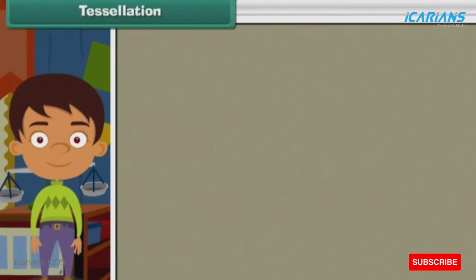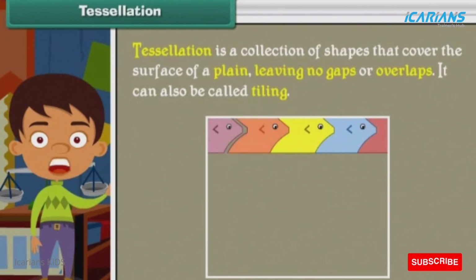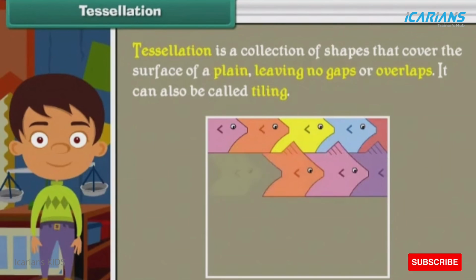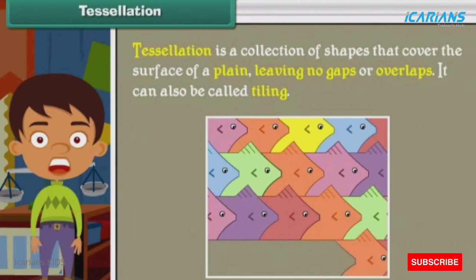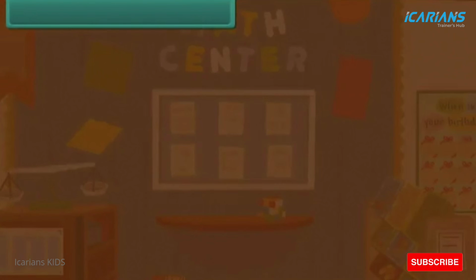Tessellation. Tessellation is a collection of shapes that cover the surface of a plane, leaving no gaps or overlaps. It can also be called tiling. Summary.